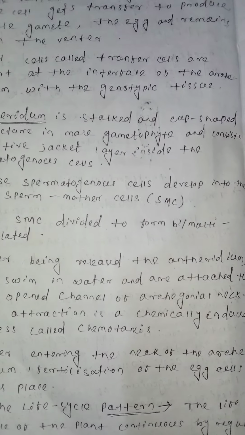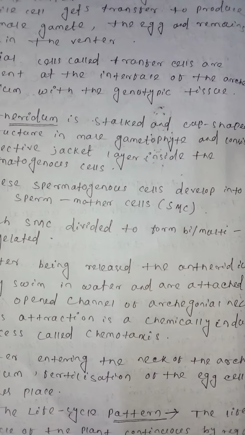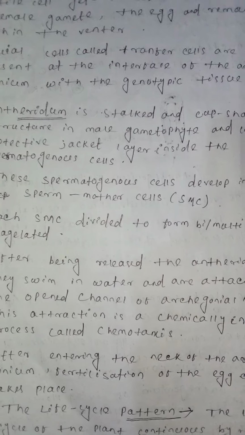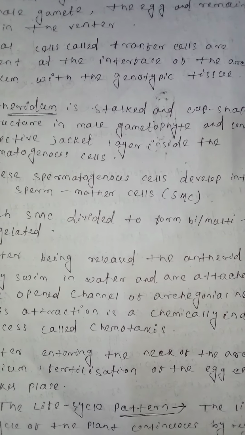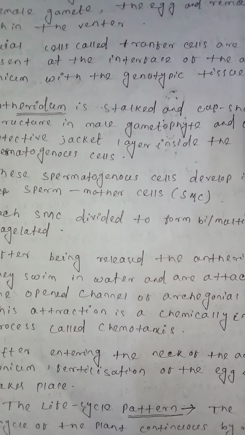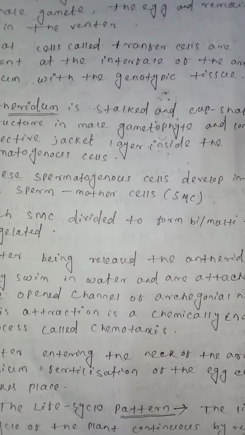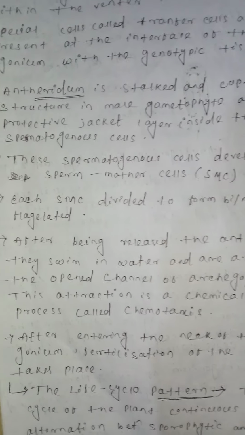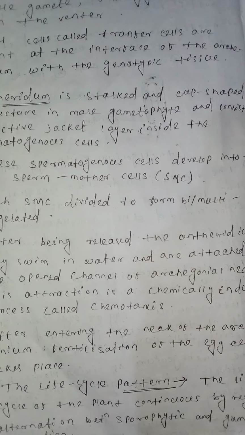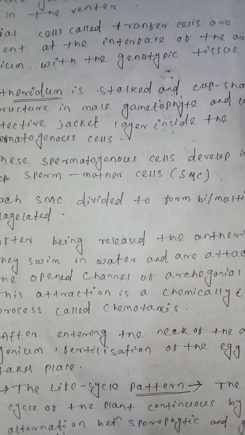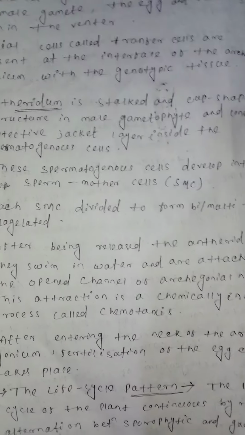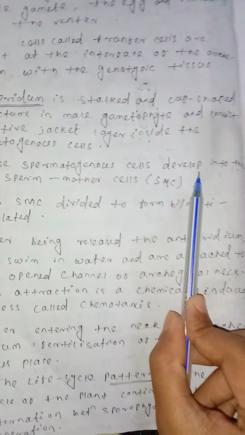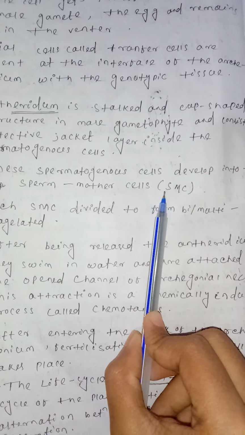You all know the shape of a cup. So the antheridium is a cup-shaped structure in the male gametophyte and consists of a protective jacket layer inside the spermatogenous cells. Then the second point is that these spermatogenous cells develop into sperm mother cells, SMC. So the spermatogenous cells develop into sperm mother cells.